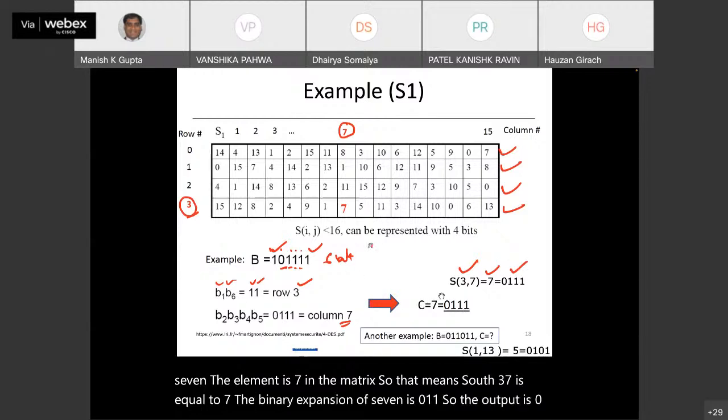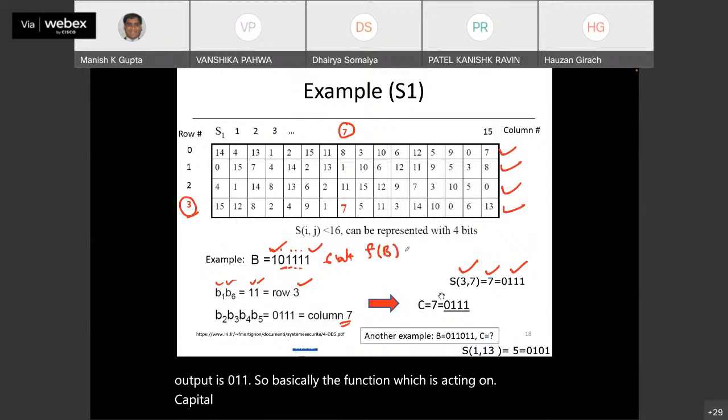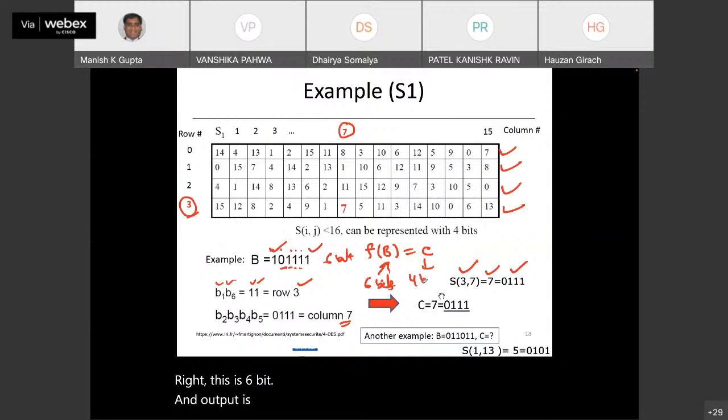So basically the function which is acting on capital B giving you C, right? The input is 6 bits and the output is 4 bits.